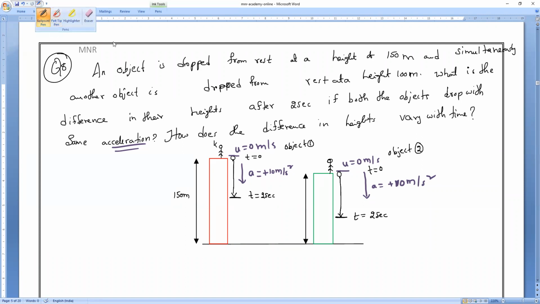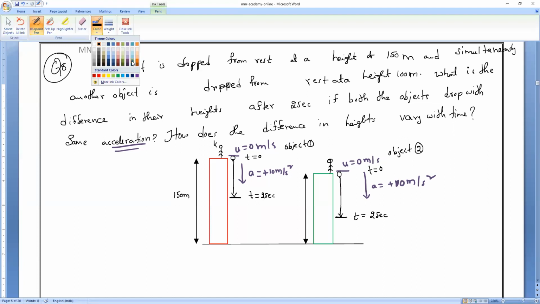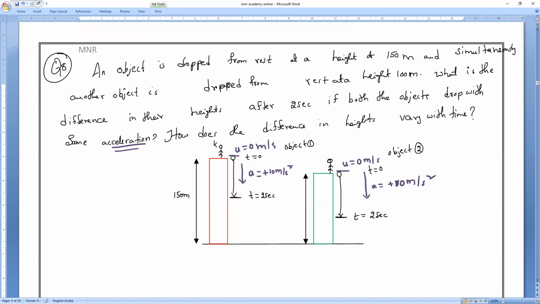Now, what is our question? Everybody read the question, what they are asking. What is the difference in their heights after how many seconds? 2 seconds. So, does anyone have an idea how to find it?